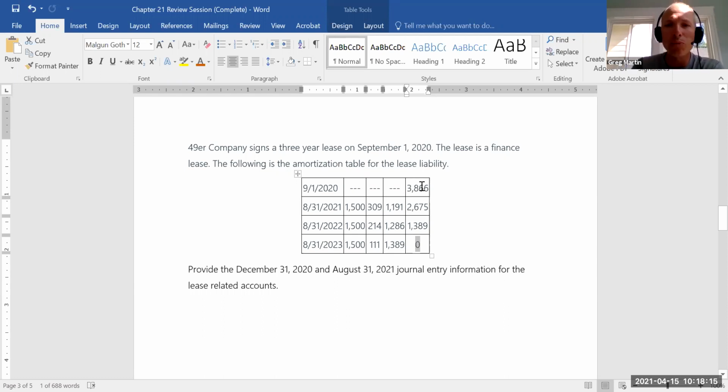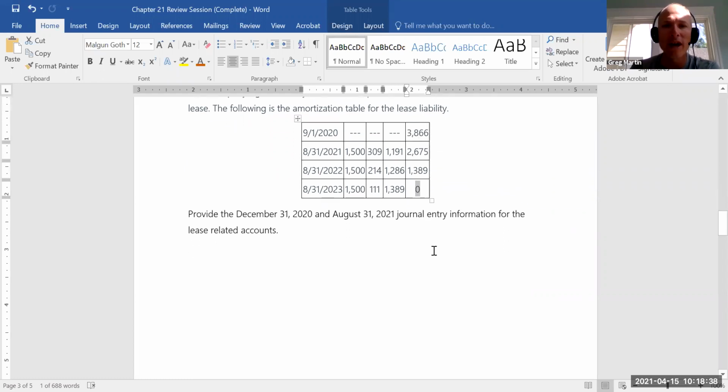Anyway, when you see an amortization table, just to reiterate, this first amount is the present value of the minimum lease payments, and the final amount is the residual value of the lease. So you need to be able to understand how these tables work. The amortization takes you from the present value to the residual value. That's the whole point of the table.